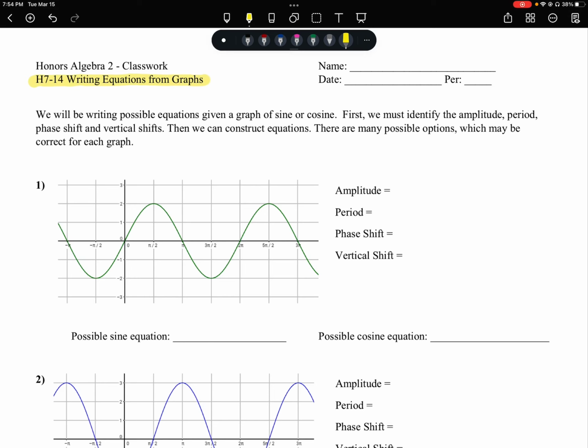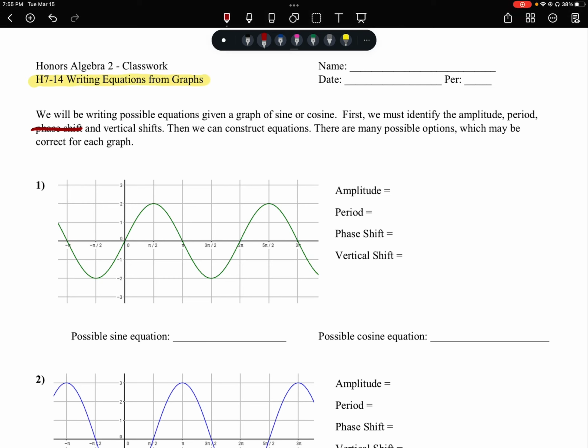Here we go. We will be writing possible equations given a graph of sine or cosine. It says first we must identify the amplitude, the period, the phase shift, and vertical shifts. Then we can construct equations. There are many possible equations which may be correct for each graph. Okay, so I'm going to alter that just a hair. Right now we don't need to focus on the phase shift right at the beginning. We'll get the phase shift when we need it.